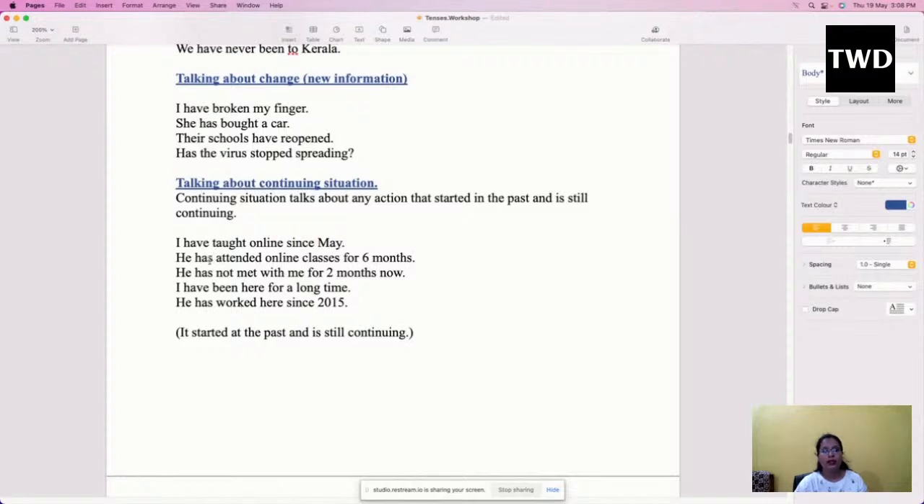The action is continuing. He has attended online classes for 6 months. Means 6 months back he joined the classes, and now also he is going to that class. He has not met with me for 2 months now. Okay, so starting from the beginning till now, it has been 2 months that these people have not met each other. I have been here for a long time. Yes, so still it is continuing.